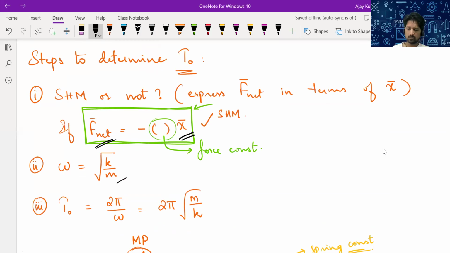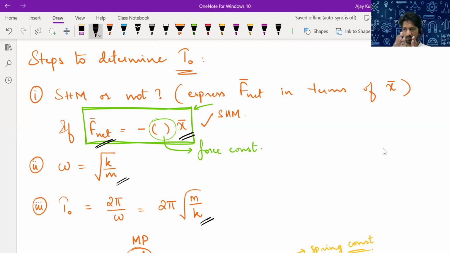Next, omega becomes under root k by m, where k is the force constant and m is the mass of the block. Amplitude is nowhere in the picture. Then the time period becomes 2 pi root m by k, that is, 2 pi by omega. So remember, the time period of oscillation never depends on the amplitude.